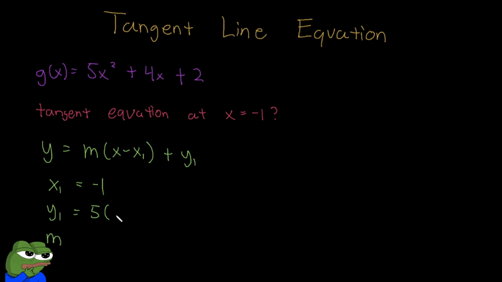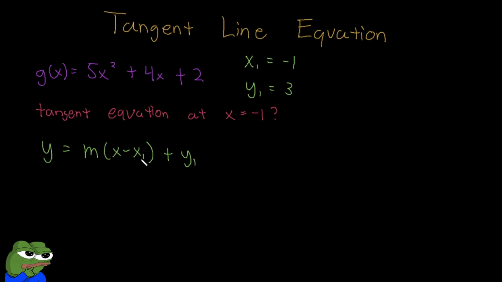5 times negative 1 squared plus 4 times negative 1 plus 2. Remember that negative 1 squared is just positive 1, so that gives us 5 minus 4 plus 2, which is simply equal to 3. So I moved over some of our already known information over here, so we have more space to work. But essentially, our m, which is our last piece of the puzzle, is just the slope of our tangent line at this very specific point. x is equal to negative 1, and y is equal to 3.